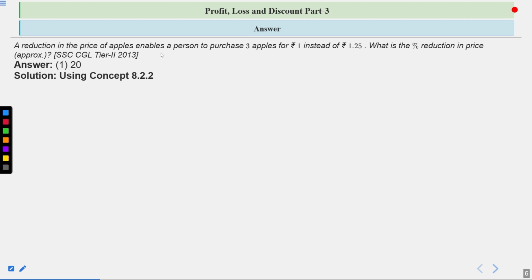Now see the detailed solution using concept 8.2.2 in this question. The reduction in price will become 0.25, and that's why he can buy 3 apples. So 0.25 with respect to 1.25, multiplied by 100. So we get the percentage reduction, which becomes 20%. So the first one is the correct answer of this question, 20%. Next one.